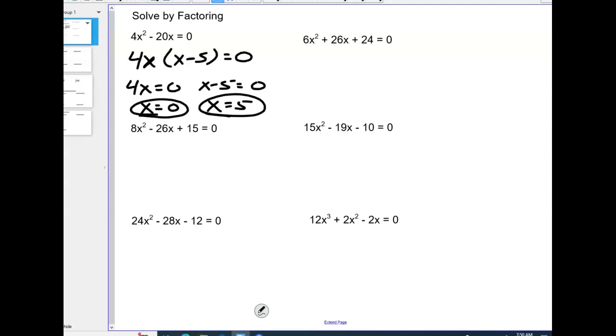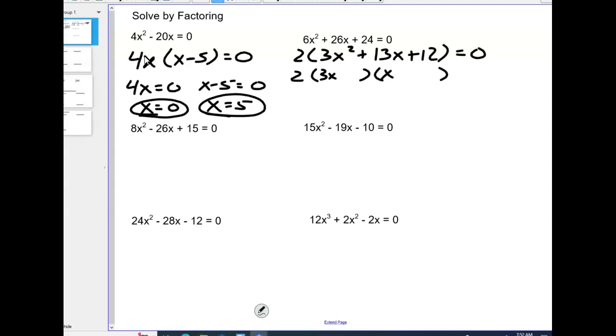Okay. The second one, I have 3 even numbers here. At the bare minimum, I can pull a 2 out. So 2 times 3x squared plus 13x plus 12. And we're factoring what's left behind. Right away, there's no guessing here. There's no reason for anyone not to get this part. It's got to be 3x and x.